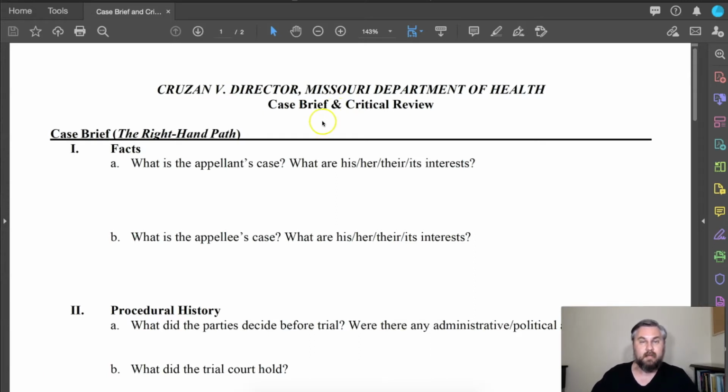So what I've done here is I've set up my case brief to break down individual pieces of it. The way I think about a case brief is there's kind of two parts to it. There's what I would refer to as the right-hand path, or the path that's traditional when it comes to case briefs, and I'll go over each of those pieces in just a second.